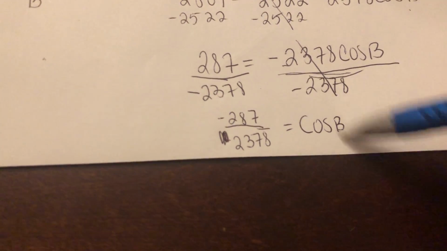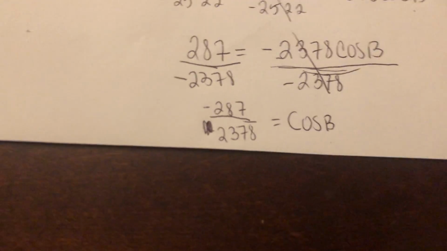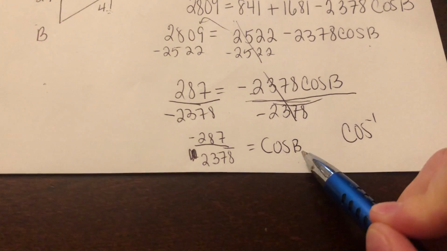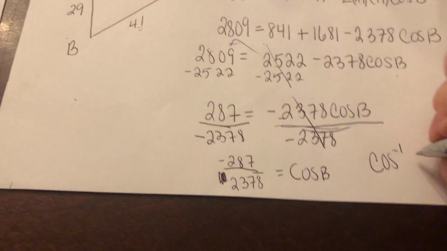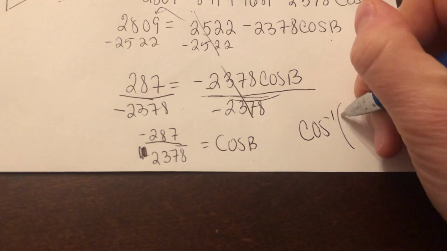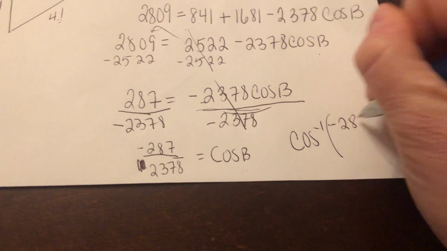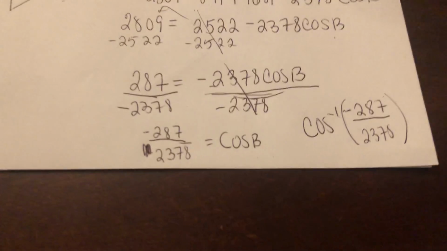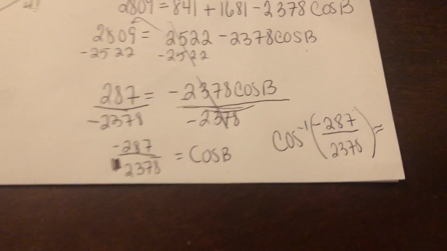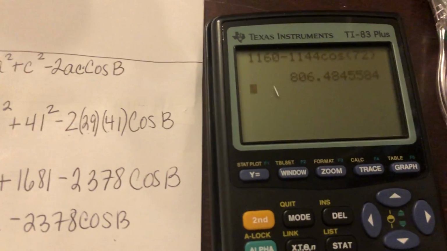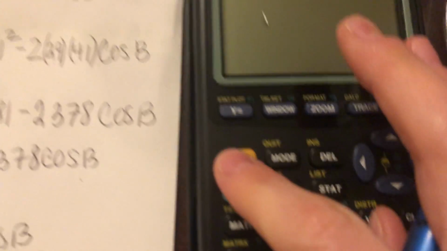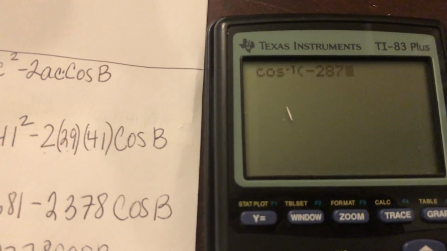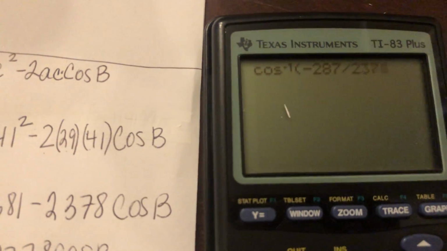Okay, now I need to solve for the measure of angle b. Whenever I need to find an angle, I'm using inverse, so I'm going to use the cosine inverse. This means what angle, the cosine of what angle is going to give me this. In your calculator, you're going to put in the inverse cosine of negative 287 over 2378. Let's put that in our calculator. I'm going to press second and the cosine button. That's going to give me the inverse. And then negative 287 divided by 2378.